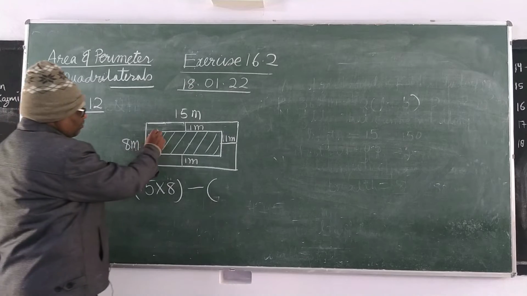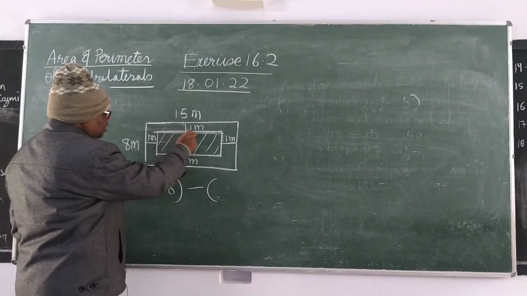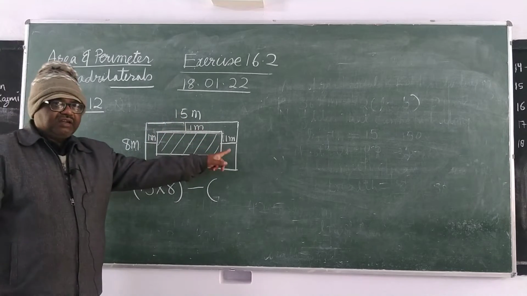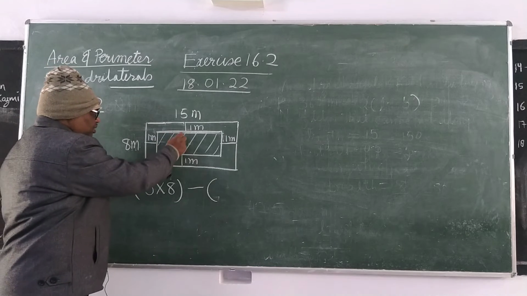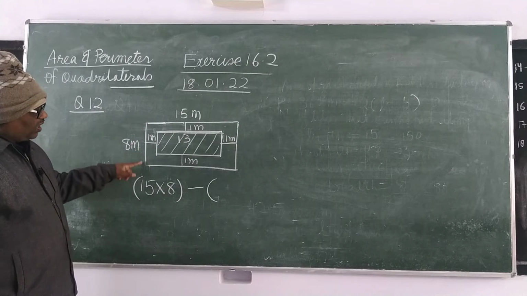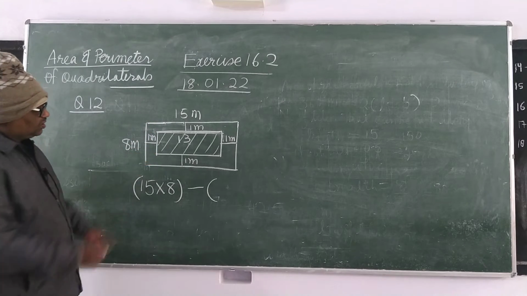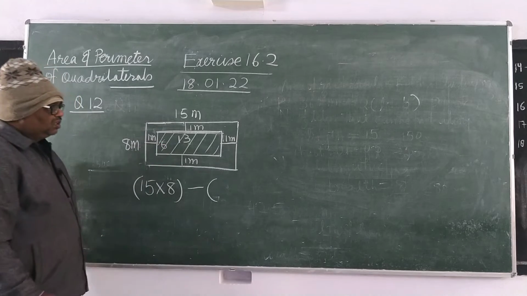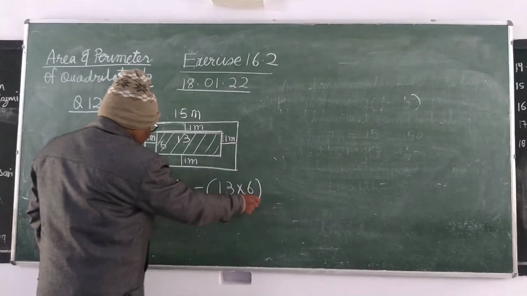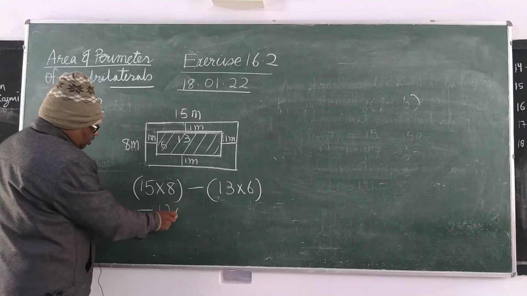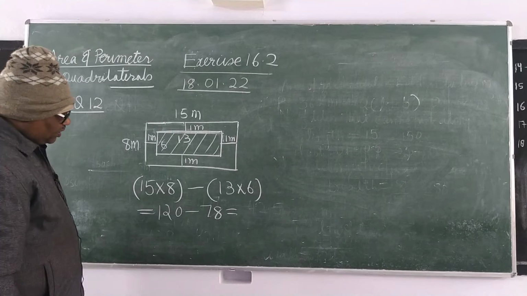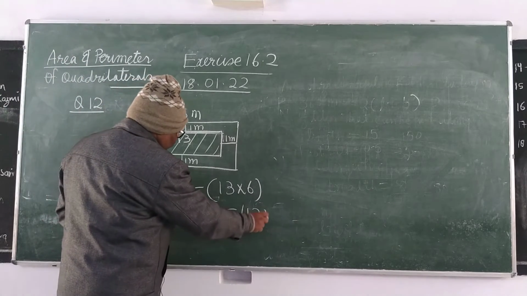What is the area of carpet? So see here, what is the length of carpet? Now very easily you can tell. What will be length? 15, subtract 1 on this side and 1 on that side. So it will be 13. In the same way, what will be the breadth? Out of 8 you subtract 1 on that side and 1 on this side, so it will be 6. So what is area of carpet? 13 into 6. So you calculate it. 120 minus 78, that is 42 meter square.